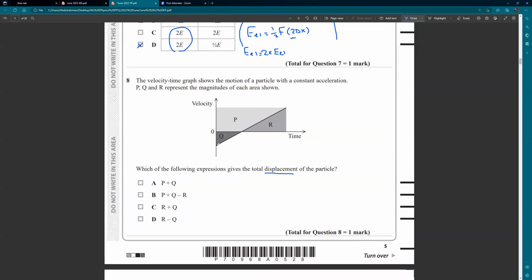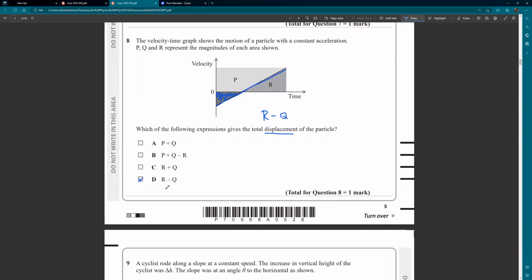So for the total displacement, first of all, it had a negative velocity here, meaning it had a negative displacement. So the area above the graph, in this case, will be the initial displacement traveled. And then here, it has a positive velocity, so it's traveling a positive displacement. The total displacement will give you R minus Q, the positive displacement minus the negative displacement, which is D. If it asks for the total distance traveled as opposed to displacement, then it would just be R plus Q as shown here. But that wasn't the case, so be careful.